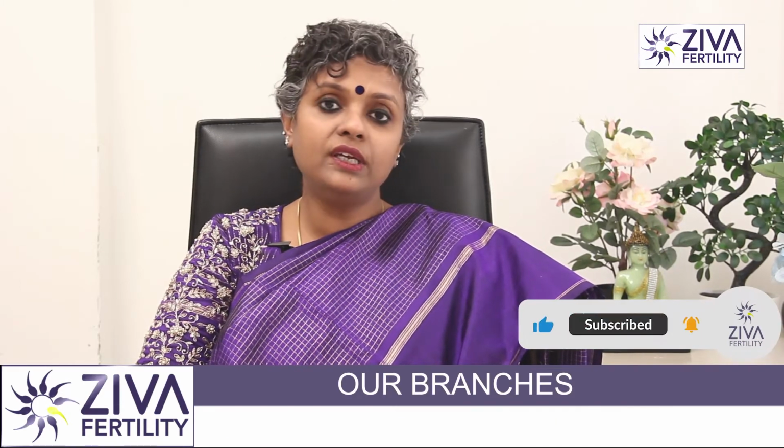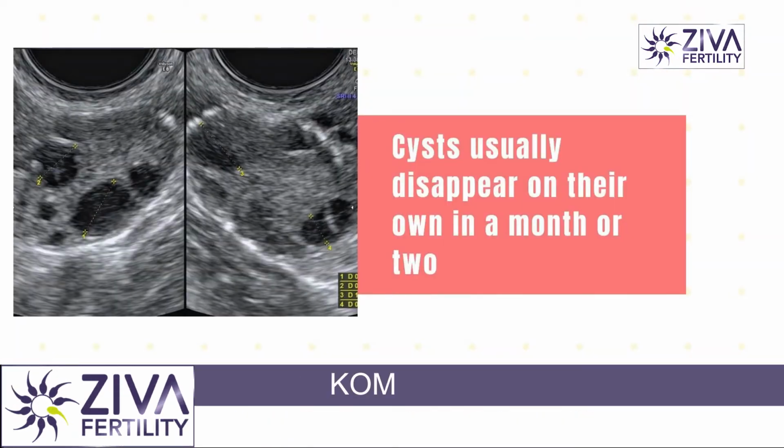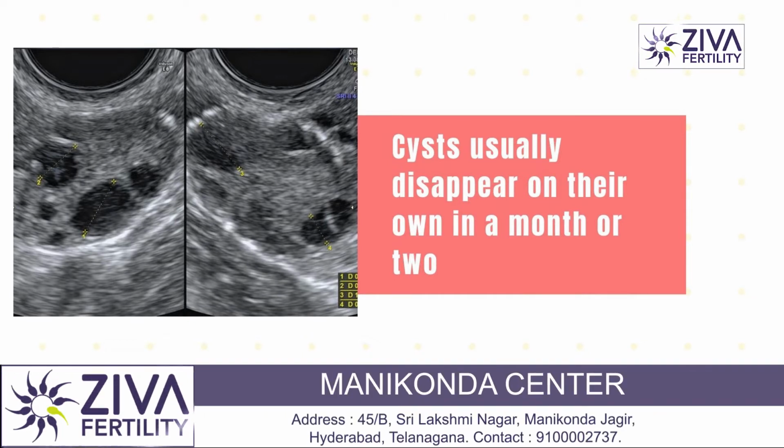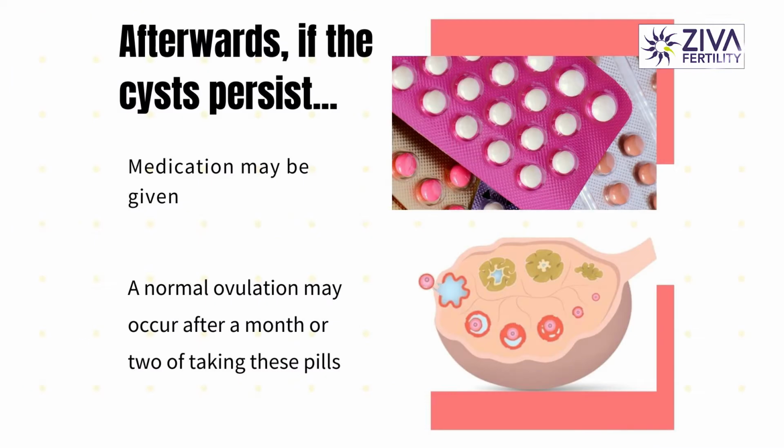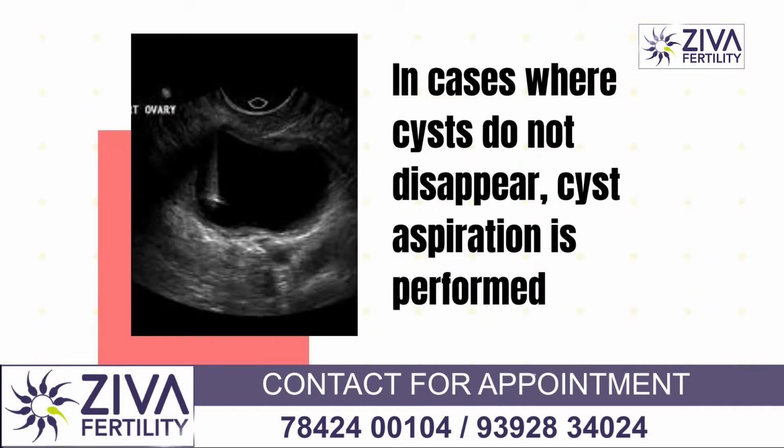So how do we solve this problem? Usually cysts in the ovaries disappear on their own. They may take a month or two, but if they still persist, then medications are given, such as contraceptive pills. Under the influence of these pills, in a month or two, the cysts come down and normal ovulation can also come back into the machinery.